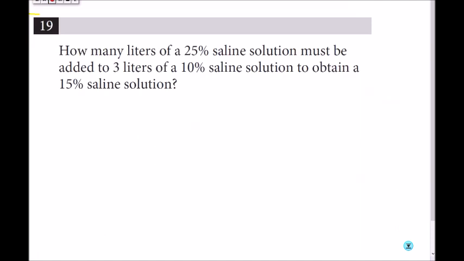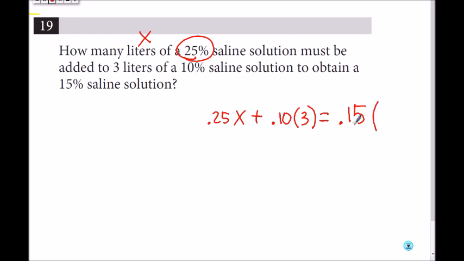How many liters of 25% saline solution must be added to 3 liters of 10% saline solution to obtain 15% saline solution? So how many liters? Let me call that X. So 25%, again, it's 0.25 of X must be added to 3 liters. 10% of 3 liters, so times 3, becomes what? 0.15 saline solution, meaning times what? 15% of X plus 3. The total solution is now X plus 3.